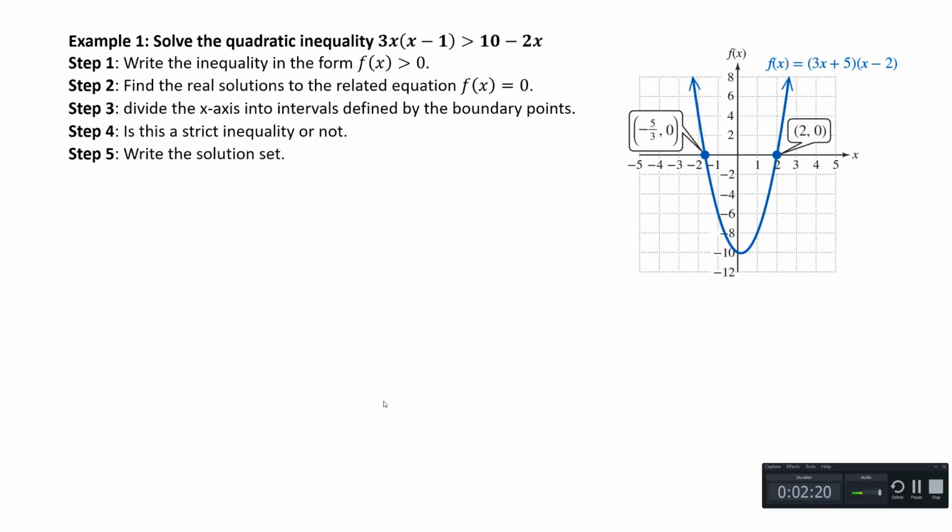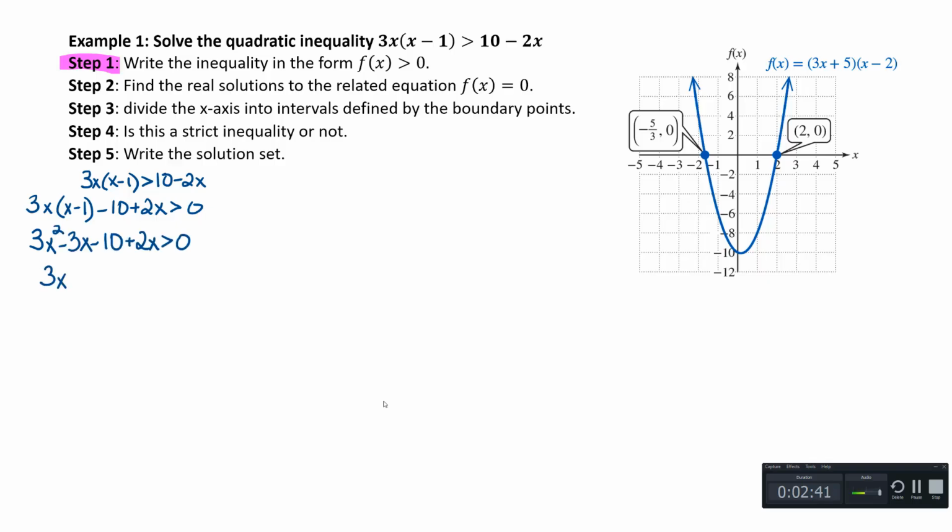So here's another example. Solve the quadratic inequality 3x times x minus 1 is greater than 10 minus 2x. The first thing we have to do is write the inequality in the form f of x is greater than 0. We want to get everything on one side. I'm just going to click through this real quick because you can pause it if you need to write this down. And so we're getting it all on one side.